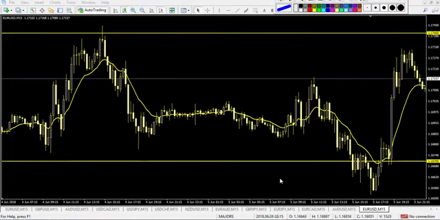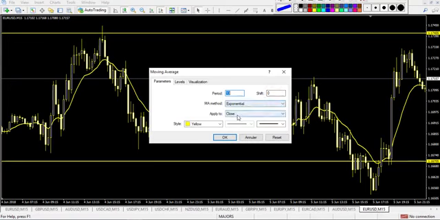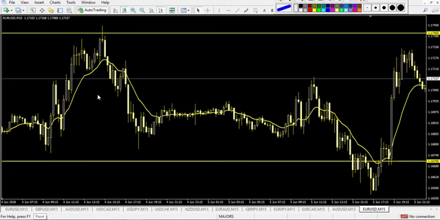So to plot it, you go to Insert, Indicator, Trend, and Moving Averages. It's 13 period, shift 0, exponential, apply to close, and I put it yellow on this specific chart. We will trade the same pattern, M and W.